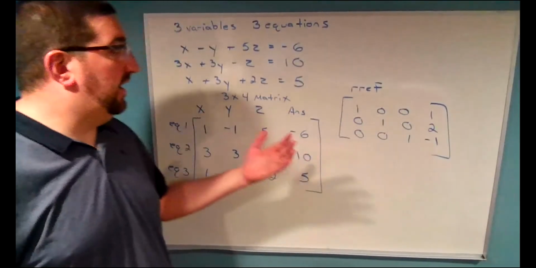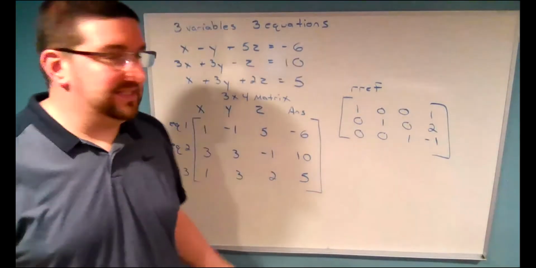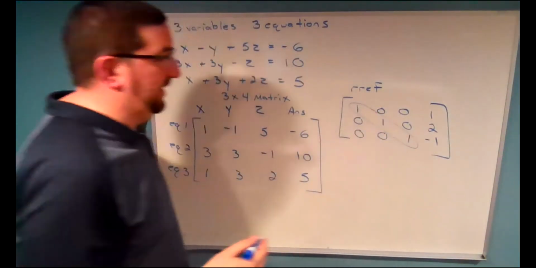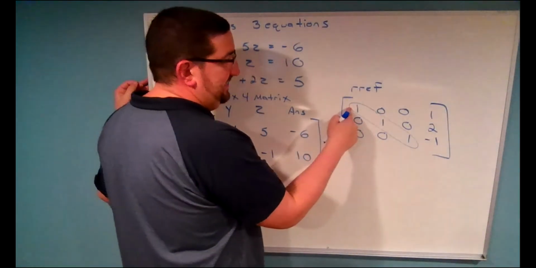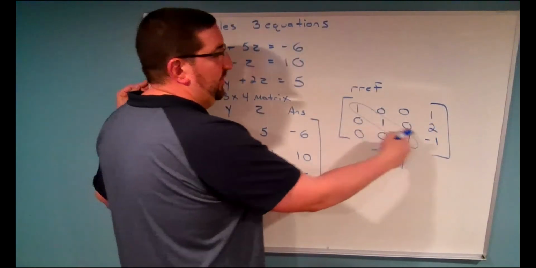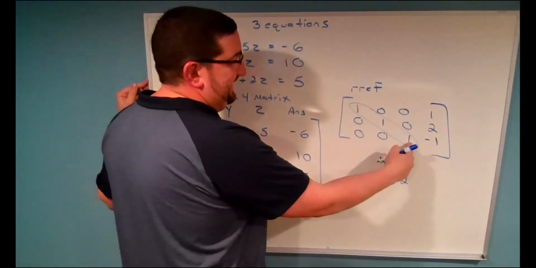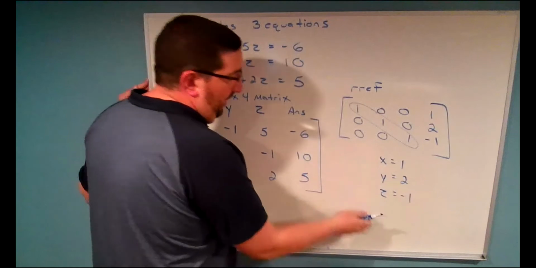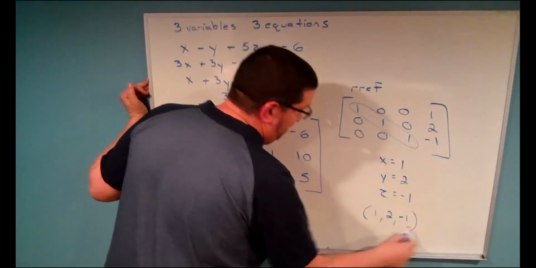Okay, so our calculator gave us this reduced row echelon form. Let's talk about what that means. I notice that I do have my diagonal set of 1s here, which is what I'm looking for in reduced row echelon form. And what this means is that 1x would equal 1, so x equals 1. 1y would equal 2, so y equals 2. And then 1z would equal -1, so z would equal -1. What our solution would look like would be (1, 2, -1).